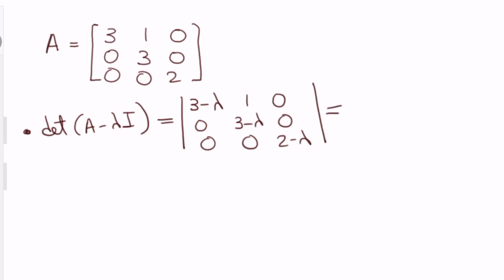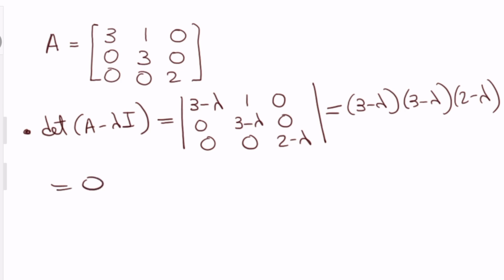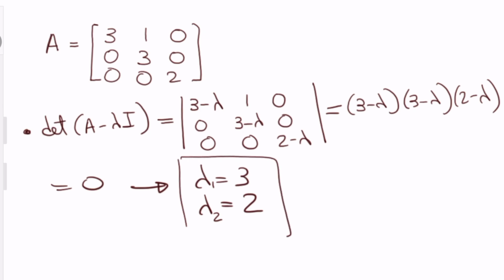We calculate this determinant. In this case, we observe that this matrix is triangular, so the determinant is just (3 minus lambda)(3 minus lambda)(2 minus lambda). Setting this equal to 0 gives us solutions lambda equal 3 and lambda equal 2. So let's call lambda 1 equal 3, lambda 2 equal 2. Okay, so we highlight the first step, that is the list of all the eigenvalues of this matrix.